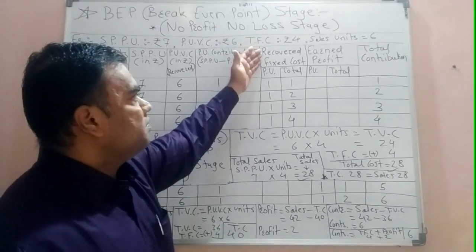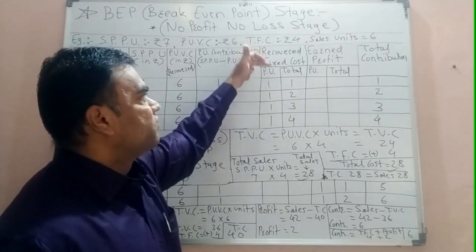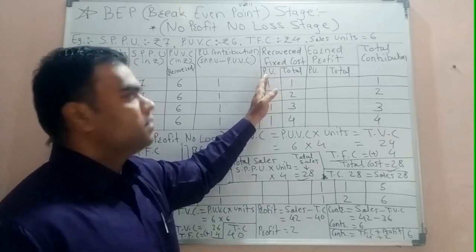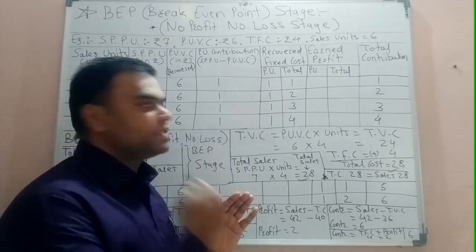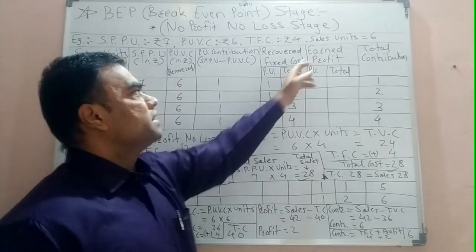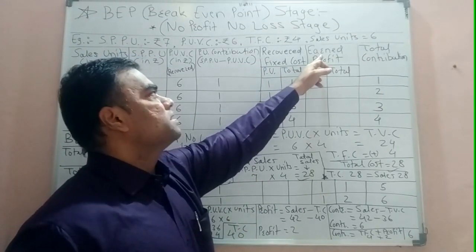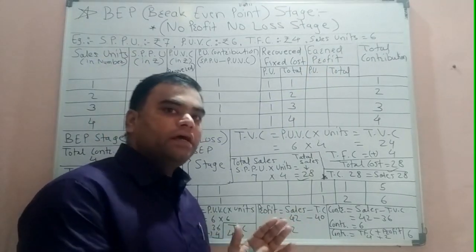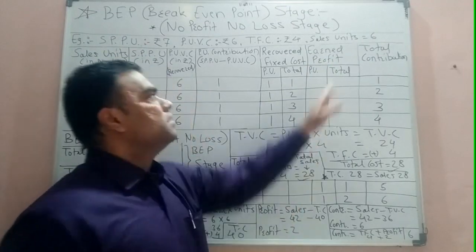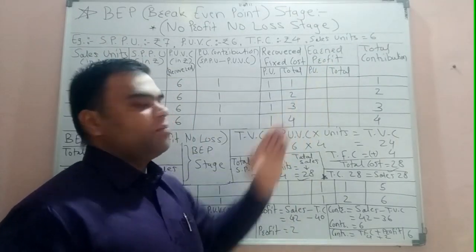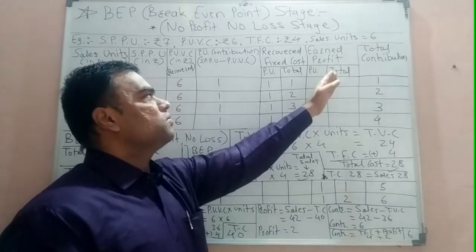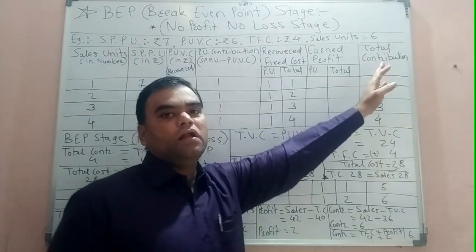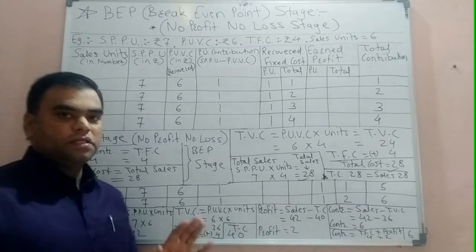Then the fourth column signifies recovered fixed cost, the fixed cost covered by selling a single unit, and in total. The second last column signifies earned profit: how much profit is earned by selling one unit, and the profit earned in total. Per unit means profit earned by selling a single unit, and total means total profit earned. And the last column denotes total contribution. So let's start.